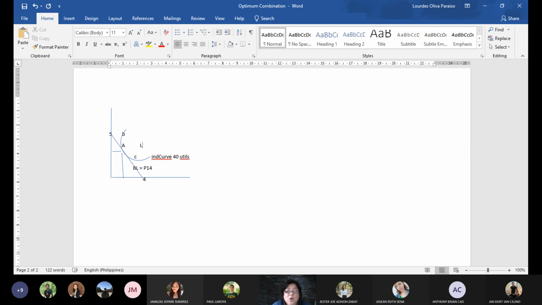Anong ibig sabihin ng point L? Baka sabihin nyo, ewan ko sa iyo, ma'am. Kalbuhin ko kayo, ha? What does it mean by point L doon sa illustration natin? Does it mean budget? Does it mean satisfaction? If my question is all about utils, then you say that is more than 40 utils. If my question is all about budget, then you can say that is beyond budget.